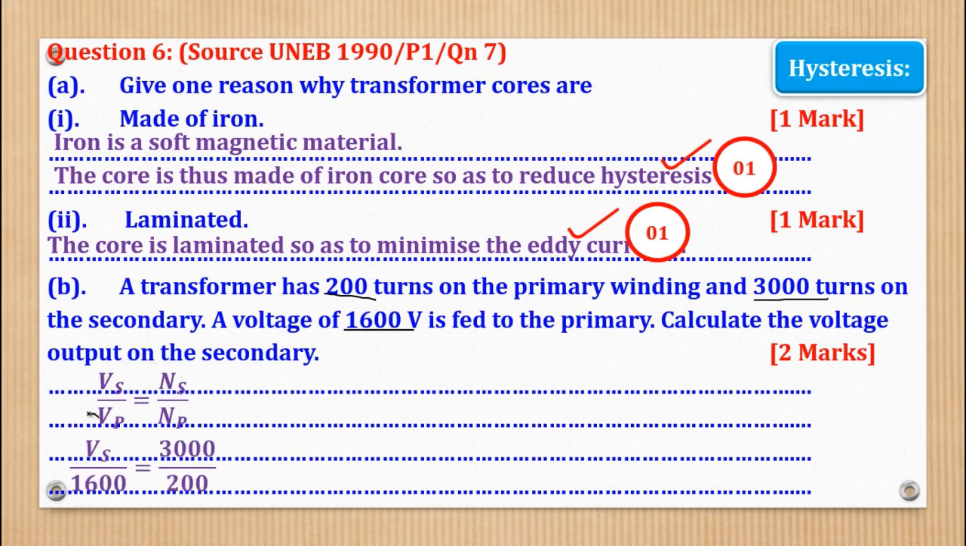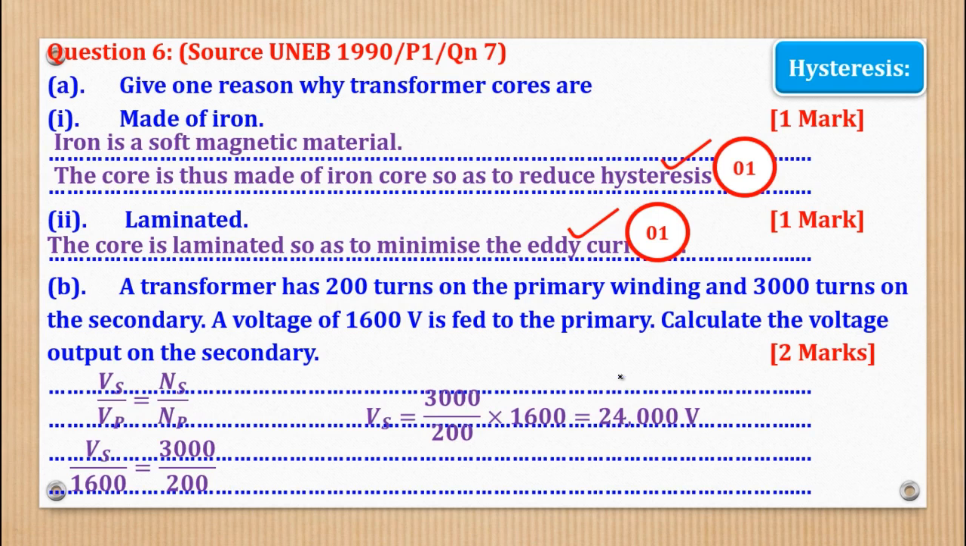We know that voltage in the primary is 1600 as it was given. Number of turns of the secondary is 3000. Number of turns in the primary is 200. So now we are left with only one unknown, which is Vs. And when I make Vs the subject, I come up with the voltage which is required as 24,000 volts. So basically that's what they wanted in this part.